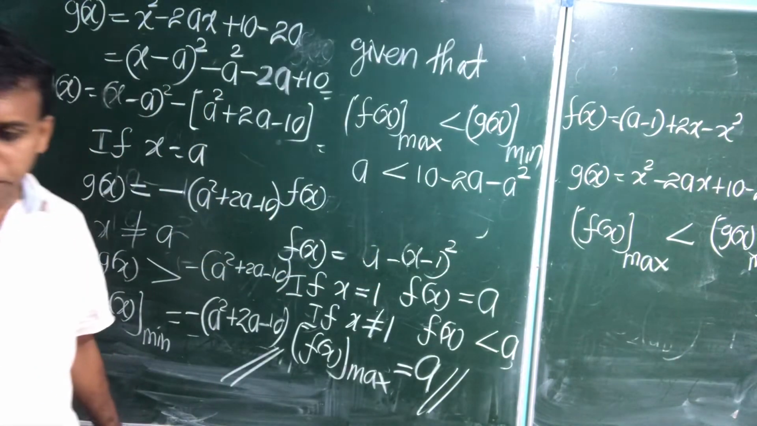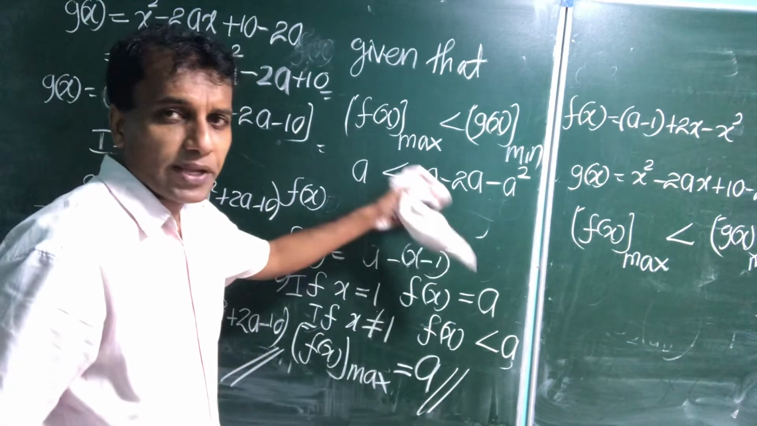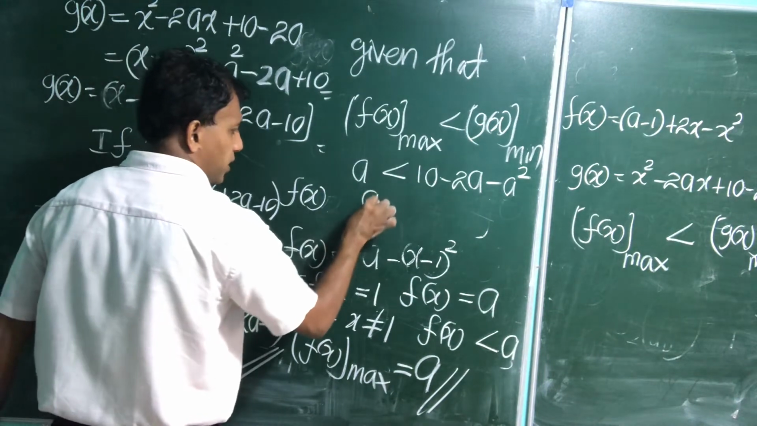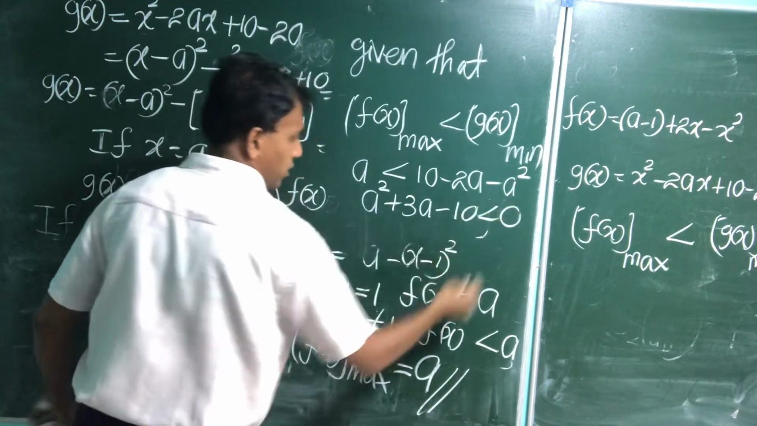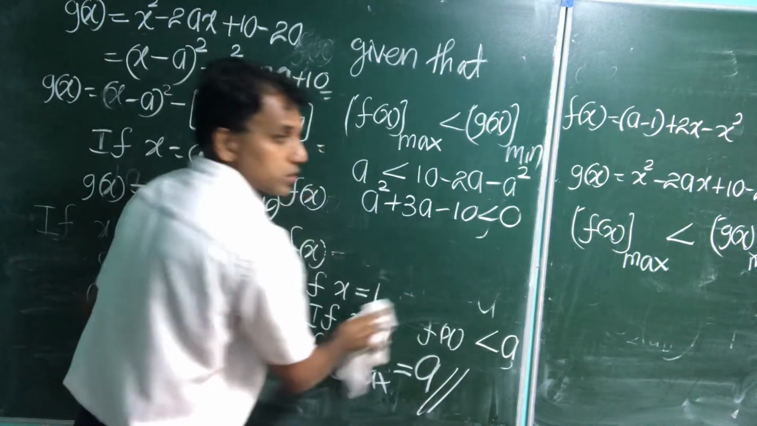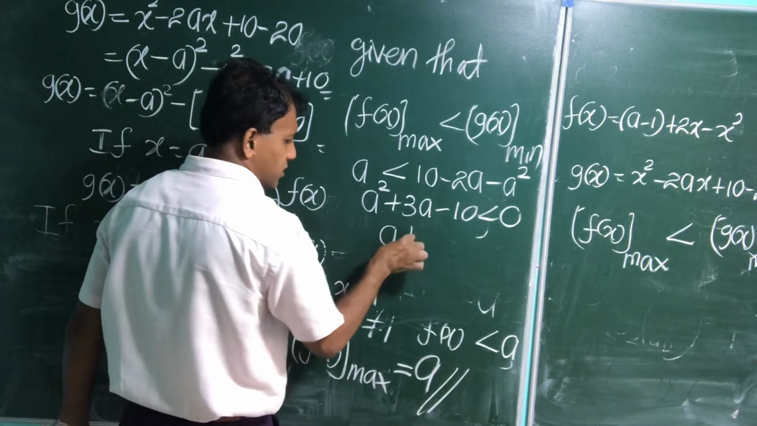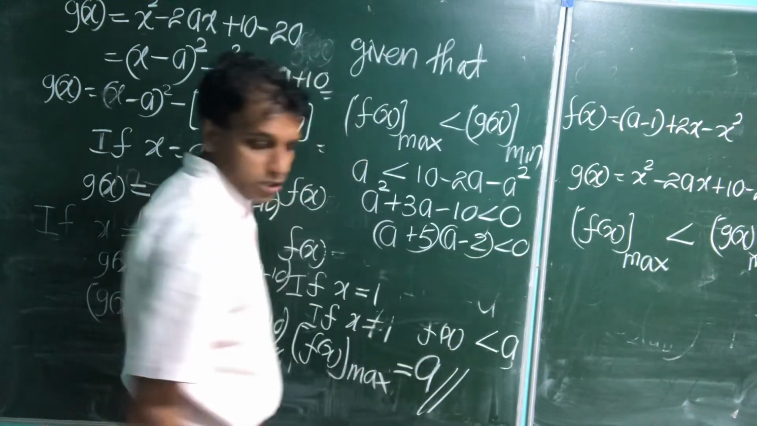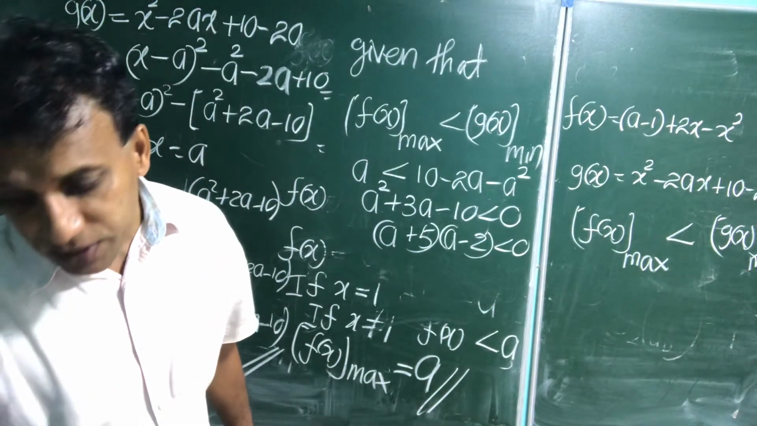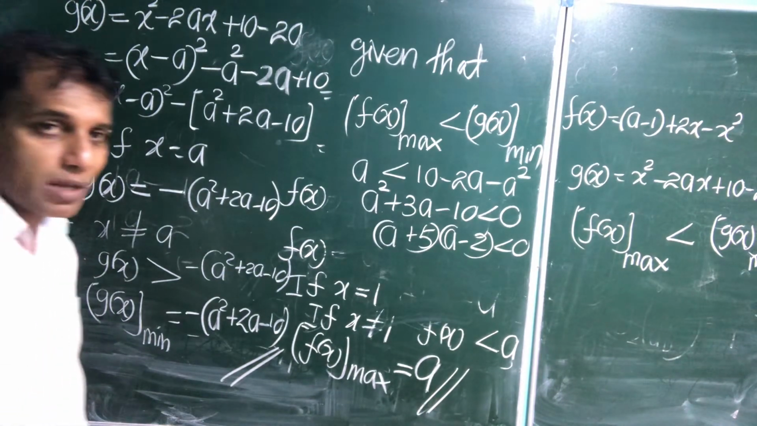Now solve this algebraic inequality. Try to find the answer of this algebraic inequality: a squared plus 3a minus 10 less than 0. Okay. So therefore factorize, you know, the factors are 5 and 2, right? So (a plus 5)(a minus 2) less than 0. So what is the question? Find the largest value of a, right? The largest value of a for which the maximum value is less than the minimum.